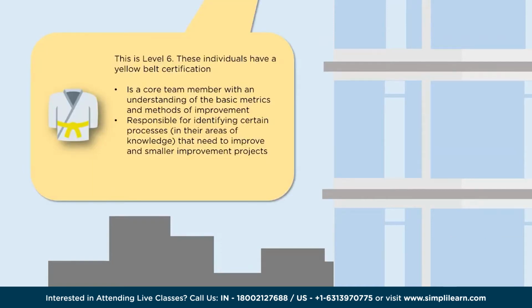Now, these are individuals who have a yellow belt certification. They are core members of the Six Sigma team who have an understanding of how the basic metrics work and how they can perform some sort of improvement. They have their own areas of expertise and they're required to determine certain processes that need to improve. At the same time, they're also in charge of smaller improvement projects.